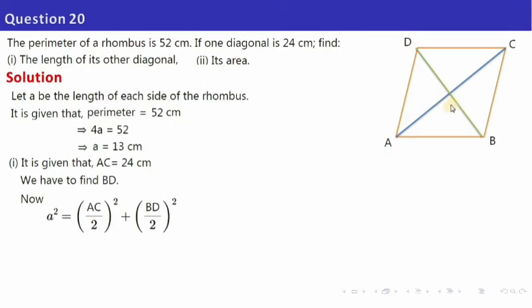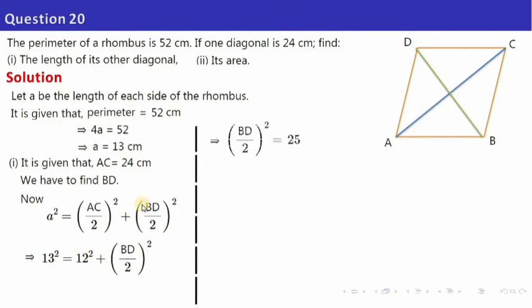So if this is 90 degree, then the side opposite to this, that is AB, acts like your hypotenuse. And all of you know AB is nothing but small a. So as per the Pythagoras theorem, hypotenuse square is equal to perpendicular square plus base square. You can call this perpendicular, and you can call this the base. Now all of you know a is 13, right? So 13 square. AC is 24, so 24 by 2 is 12, so 12 square plus BD by 2, we'll keep it as it is.